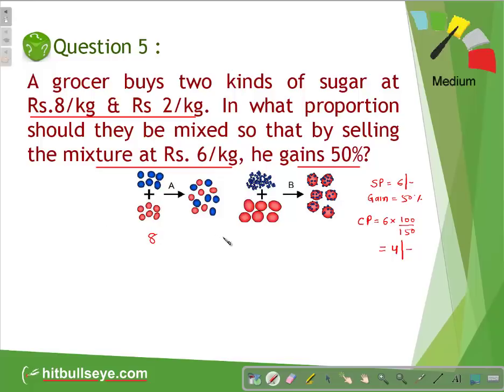So we write 8 here, we write 2 here, we write the average price of 4 here, then we take the difference 2, 4, and then we find the ratio as 1:2. Now this 1:2 shall become your answer, students. So answer for this question shall become 1:2. Let's move to the next question.